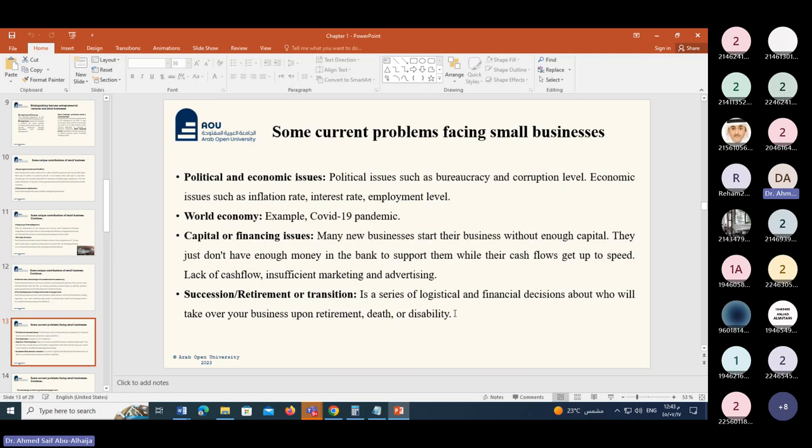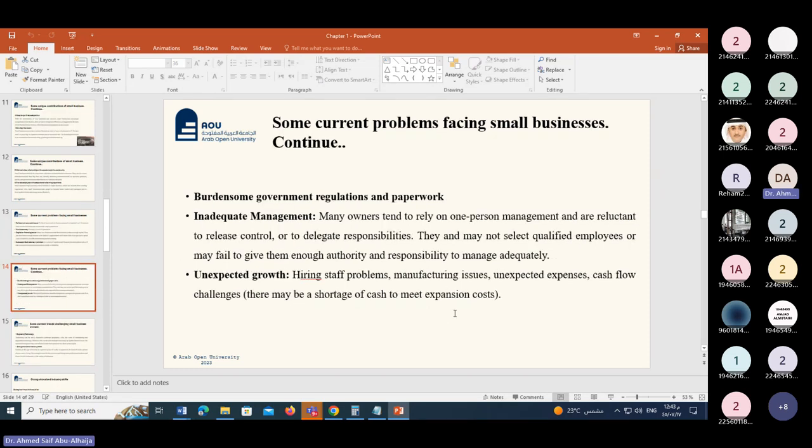Transition can end the business. So yes, succession, retirement or transition can be the end of your business. Yeah, 100%. Also, the burden of government regulation and paperwork. Sometimes in some countries, having a small business is a big deal problem.